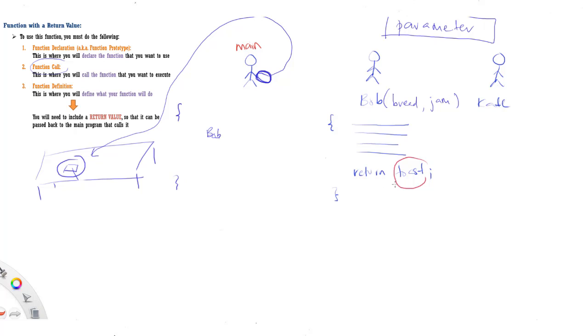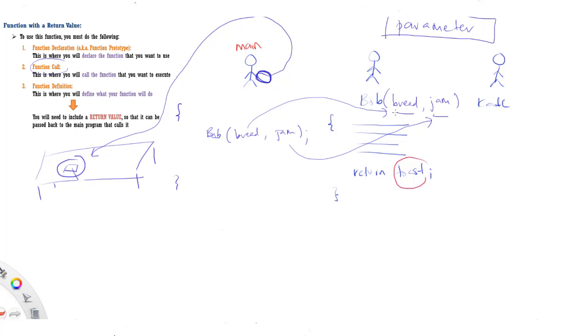So since you want the toast that is made by Bob, you must give the things that Bob needs. You must give the bread and the jam to Bob. So whenever you call Bob, you will give the bread to this and the jam to this. So Bob will receive the bread and the jam.